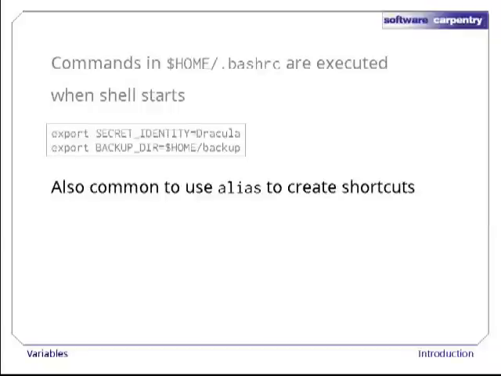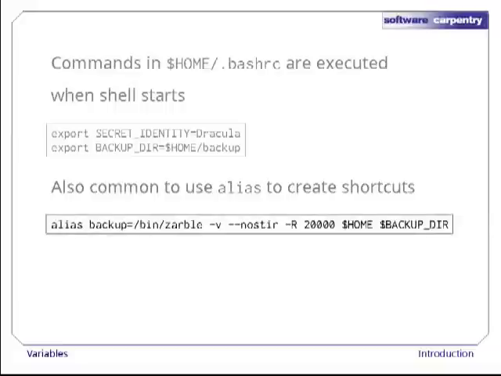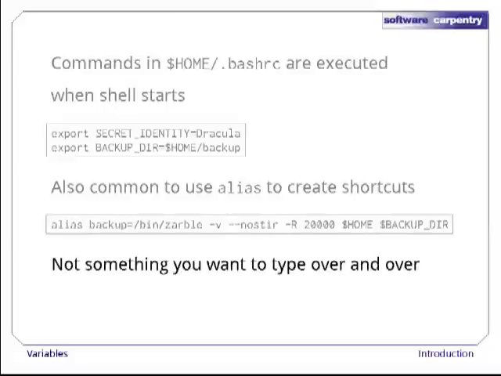And while we're here, it's also common to use the alias command to create shortcuts for things we frequently type. For example, we can define the alias backup to run /bin/zarbl with these arguments. Notice that these arguments include references to some variables, so that if we want to change where we put our backups, we only have to change one variable's value in one place. As you can see, aliases can save us a lot of typing and a lot of typing mistakes.